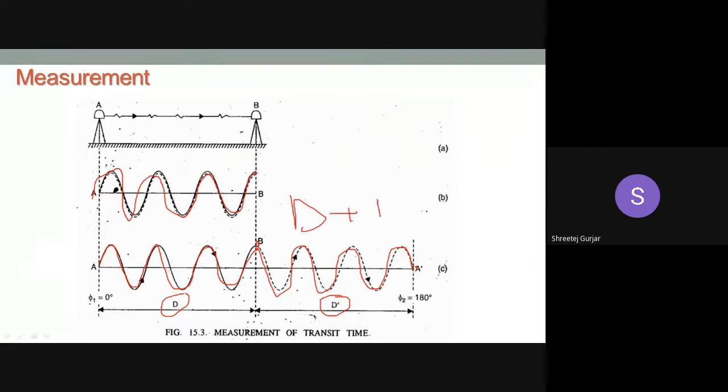D plus D dash is the distance traveled by the wave because it has to go and again come back. So the total distance is D plus D dash. That is the distance traveled by the wave, not the distance between the 2 points. So all these principles are used to calculate the distance between 2 points A and B. Remember, phase difference is used to calculate the distance between 2 points A and B.